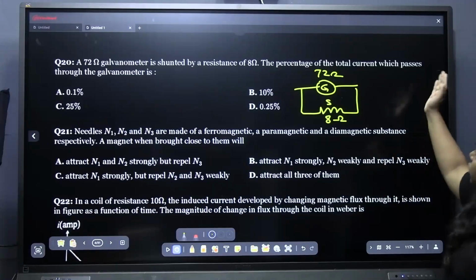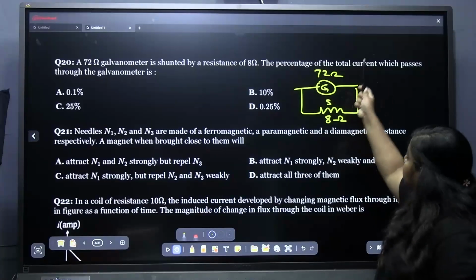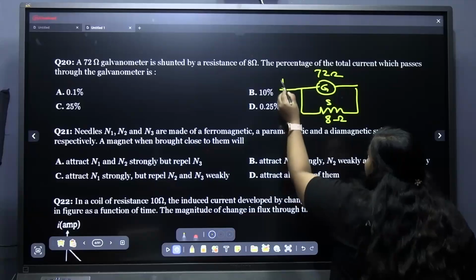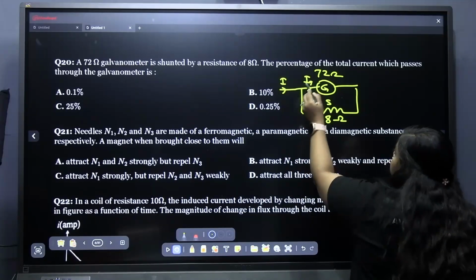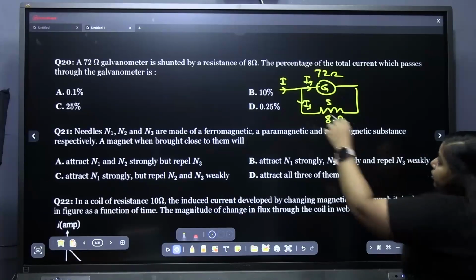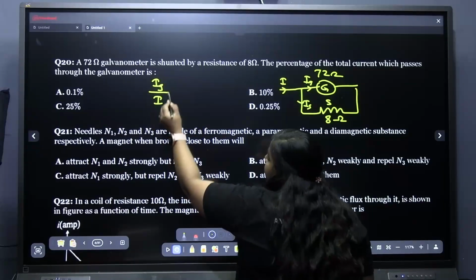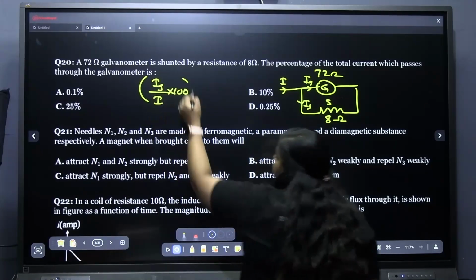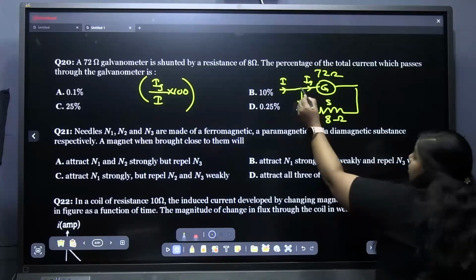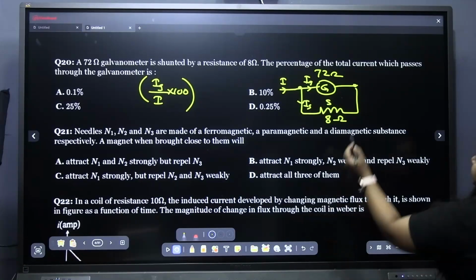Then the percentage of total current passed through the galvanometer. See, the question is the percentage of total current passing through the galvanometer. So let's say current I is coming, Ig is going through here and Is is going through here. Percentage of total current through galvanometer means we have to find Ig by I into 100. This is what we have to find. Okay, we know that the potential between these two points is the same. So potential is I into R.